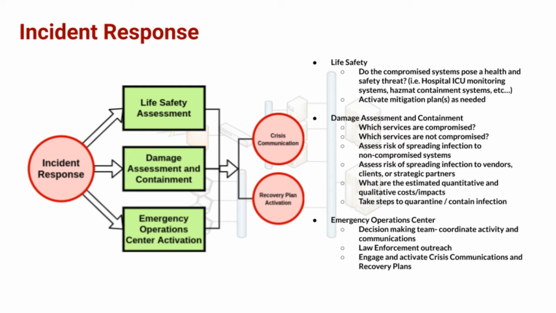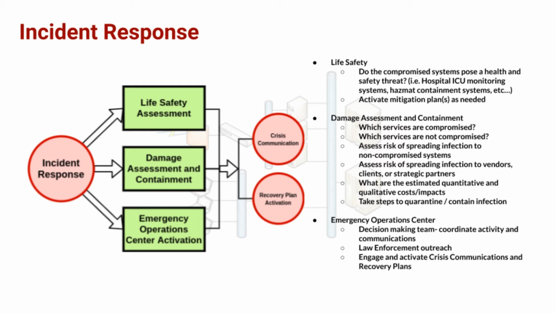Next, we have damage assessment and containment. Here, the primary questions we're going to ask are, which services have been compromised by the attack and which services have not been compromised by the attack. We'll also want to assess the risk of spreading the infection to systems that haven't been compromised yet, and the possibility of that infection getting spread to people that we work with outside the company, such as vendors, clients, strategic partners that we do business with on a regular basis.